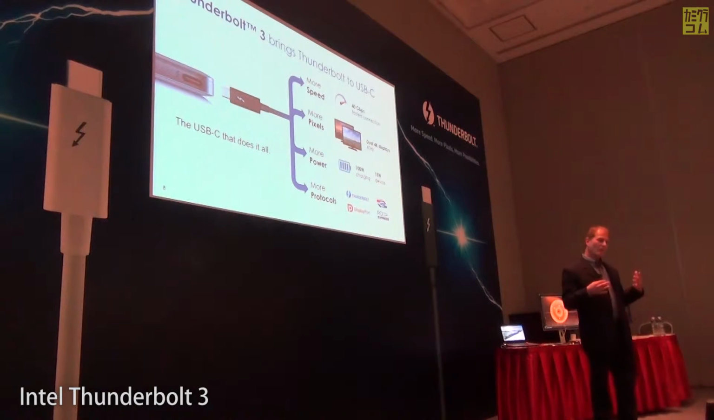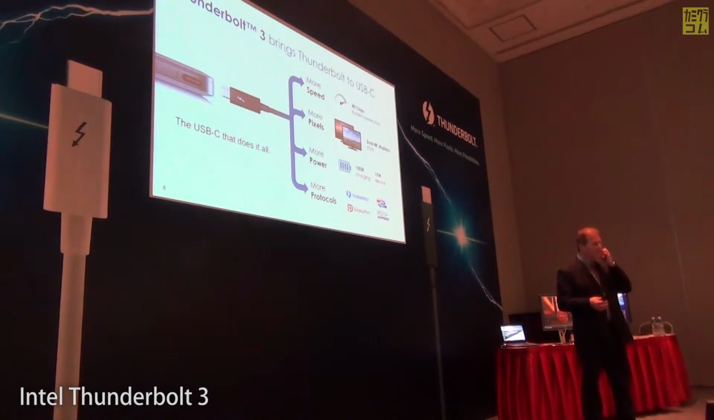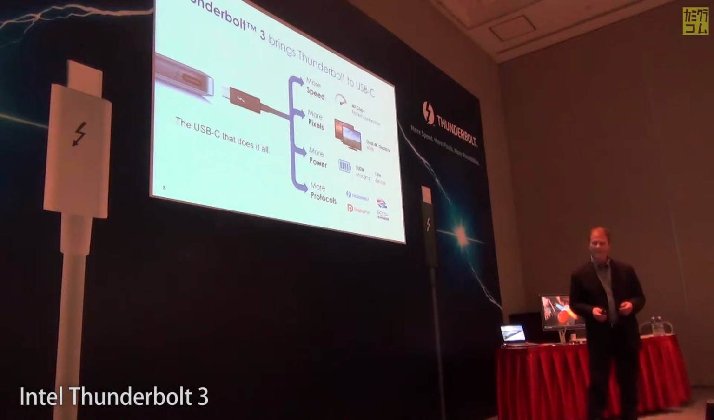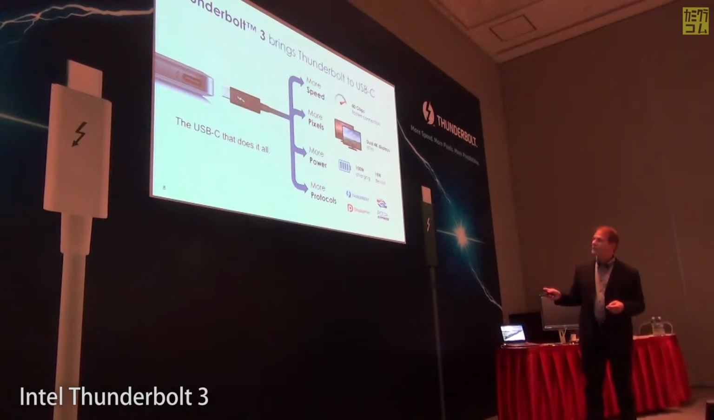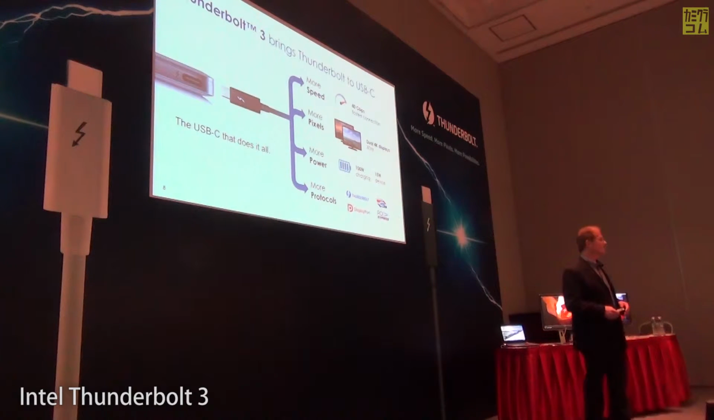So as I mentioned, Thunderbolt 3 brings Thunderbolt to USB-C and a whole lot more. It really, as we said, is a USB-C that does it all. It really fulfills the promise of the USB-C connector. That connector has a lot of potential, a lot of flexibility. Thunderbolt 3 really fulfills that promise and delivers all you need to connect to any device or display or anything. So we'll talk about, there's really 4 vectors of value that Thunderbolt 3 brings to this: more protocols, speed, pixels, and power. And I'll talk about each one of those one by one.